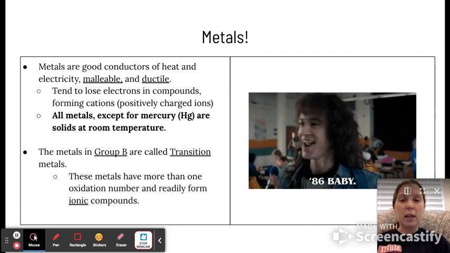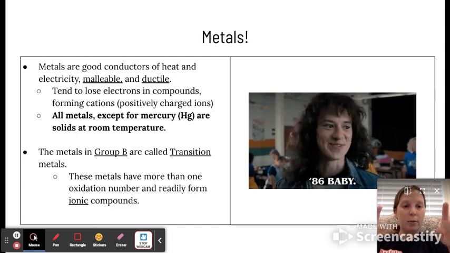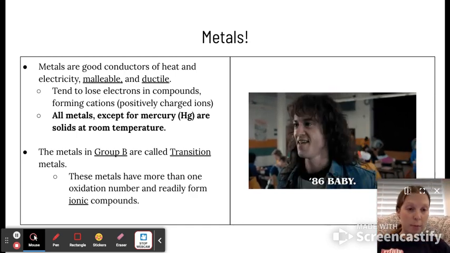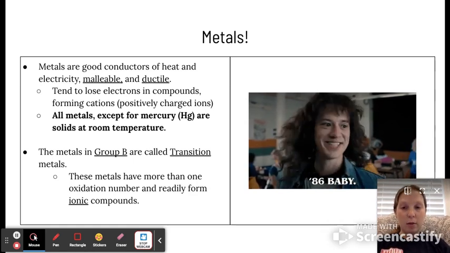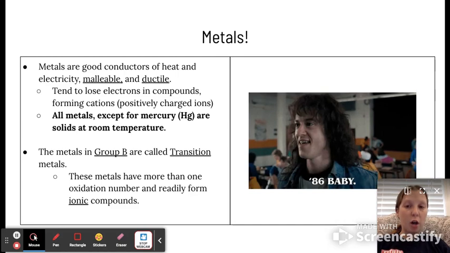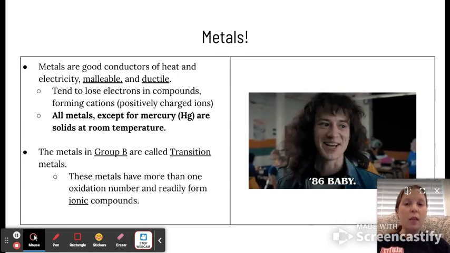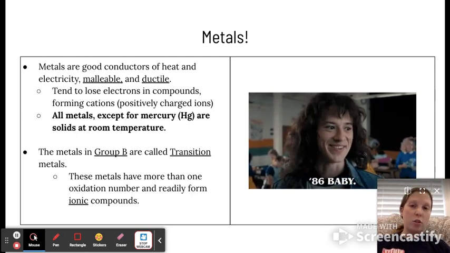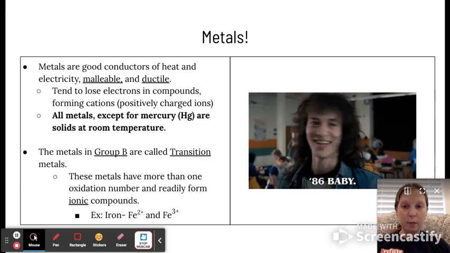And then the metals that are group B, which would be the short stack in the middle of your periodic table. So you've got tall columns and then short columns in the middle. Those are your group Bs. These are known as your transition metals. And they're called transition metals because they have more than one charge in an ionic compound. For instance, iron can take a +2 or a +3 charge depending on what they're bonding with.